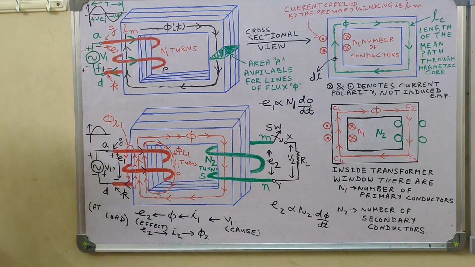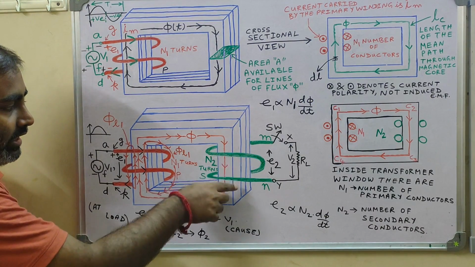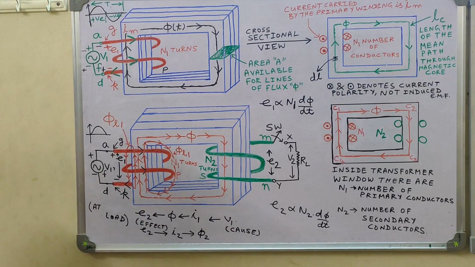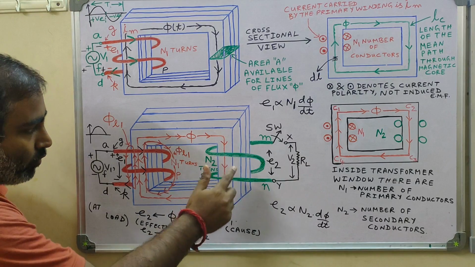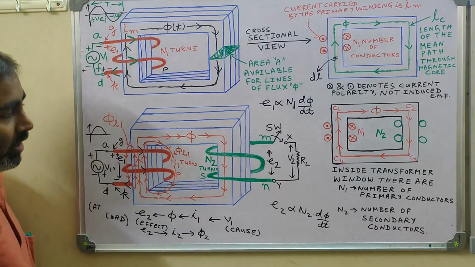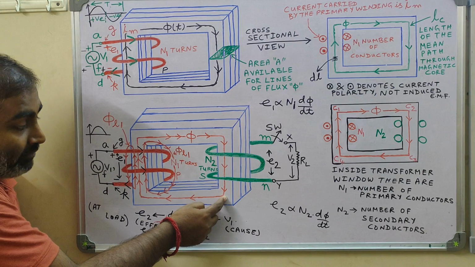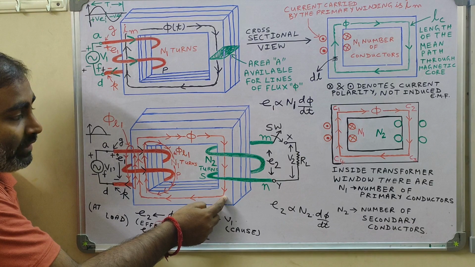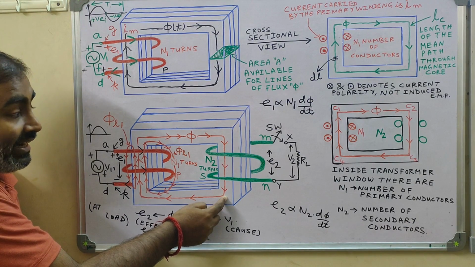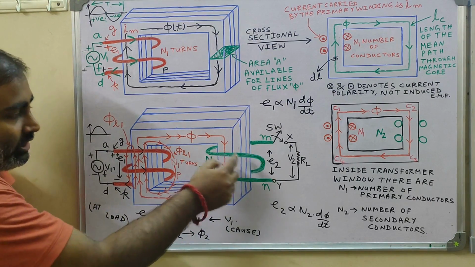So now the current direction through the secondary coil should be in such a direction that it will create a flux in that limb where the secondary coil is wound in a direction which is upwards. Why upwards? Because the direction of the mutual flux is downwards in that limb where the secondary coil is wound. So the current which will be carried by the secondary coil will create a flux which will be upwards in that limb where the secondary coil is wound.